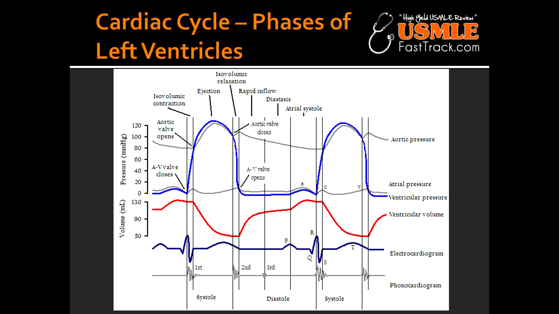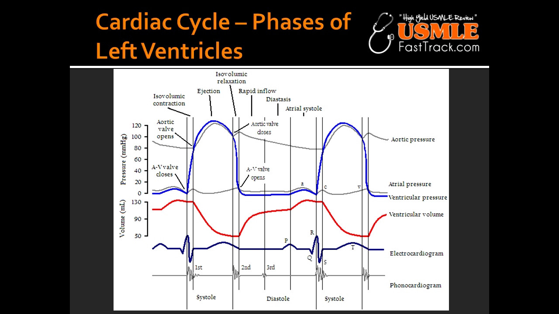Cardiac cycle. Phases of the left ventricle. What is isovolumetric contraction? Isovolumetric contraction is the period between mitral valve closure and aortic valve opening. So basically, isovolumetric contraction is the time where all the blood is sitting in the left ventricle and the ventricle is now starting to contract, and once it contracts enough, it will eventually cause the aortic valve to open, but until that happens, it's considered the isovolumetric contraction because the volume levels are not changing in the left ventricle.